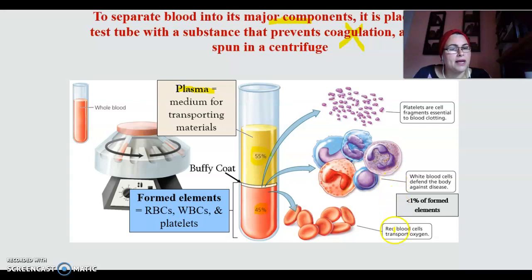This is just a hint about the function of each, but we'll learn about them in detail later in the chapter. Red blood cells transport oxygen. White blood cells defend the body against disease and cancer. Platelets are actually cell fragments. They are parts of cells. They are not whole cells, and they are essential for blood clotting. It's very important to remember the function of each cell.